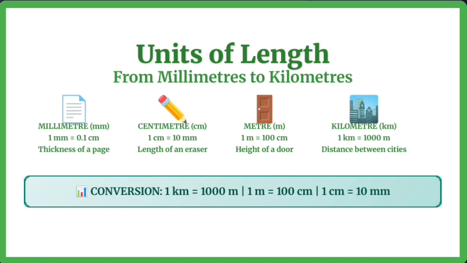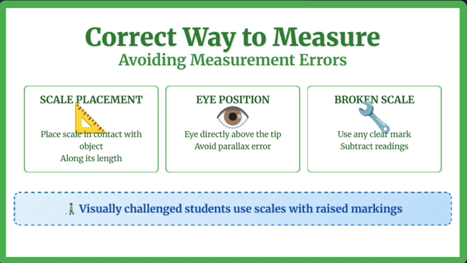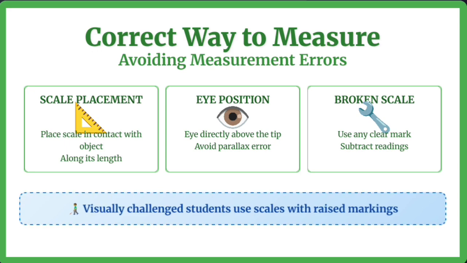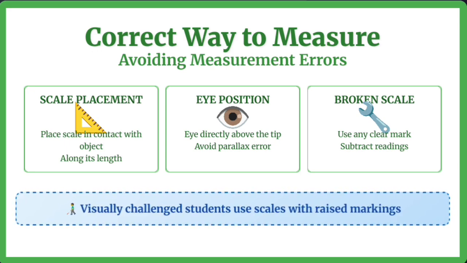We use different units for different measurements. Millimeters for very small things like page thickness, centimeters for objects like erasers, meters for room height, and kilometers for distances between cities. To measure accurately, we need to place the scale correctly in contact with the object, position our eye directly above the tip to avoid errors, and know how to use broken scales by subtracting readings.